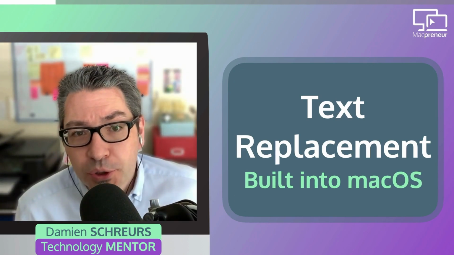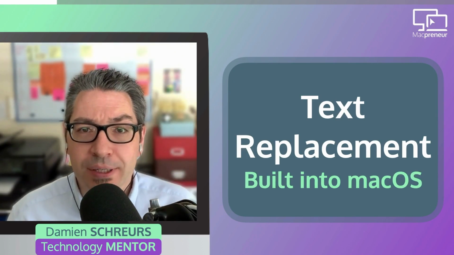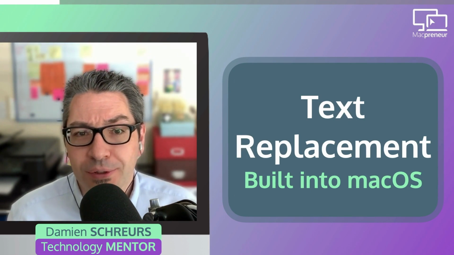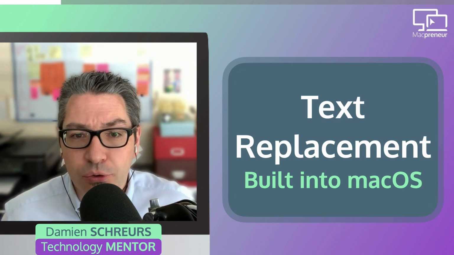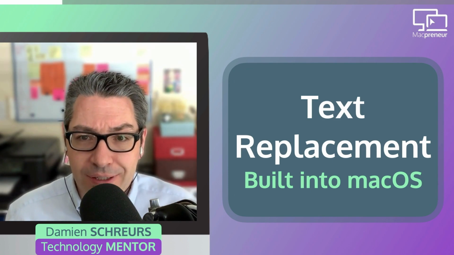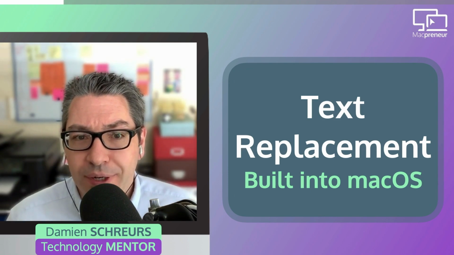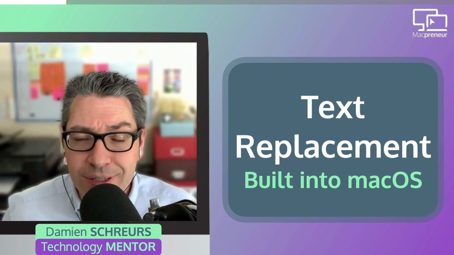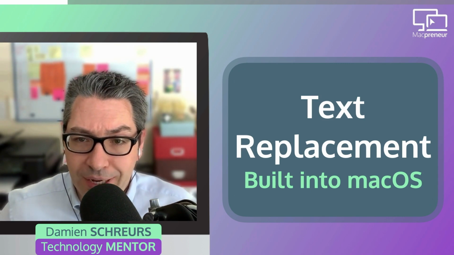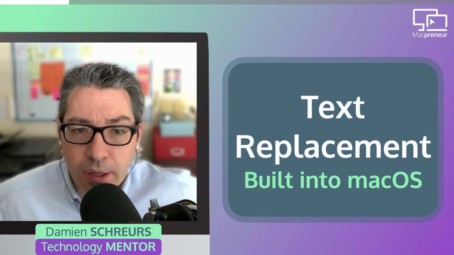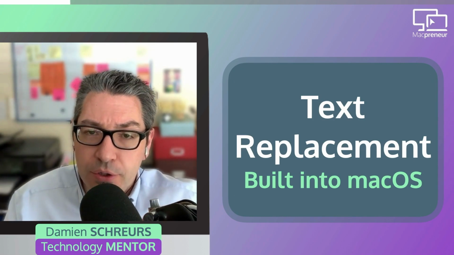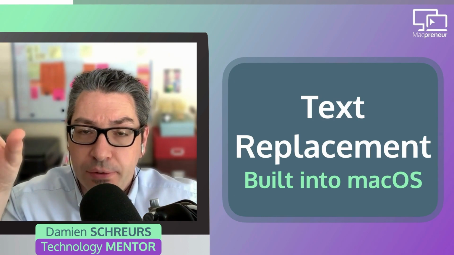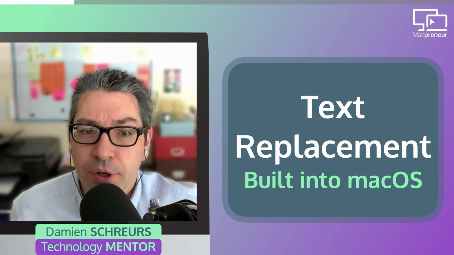So, first option, the built-in text replacement capability of macOS. If your Mac is running macOS 13 Ventura or later, you would need to open System Settings, then visit Keyboard, and there you would find text replacements. On macOS 12 Monterey or earlier, you open System Preferences, then Keyboard, and there you will have text. So you will see two columns, the snippets, the thing that you will type, and then on the right, what will get replaced, the replacement column.